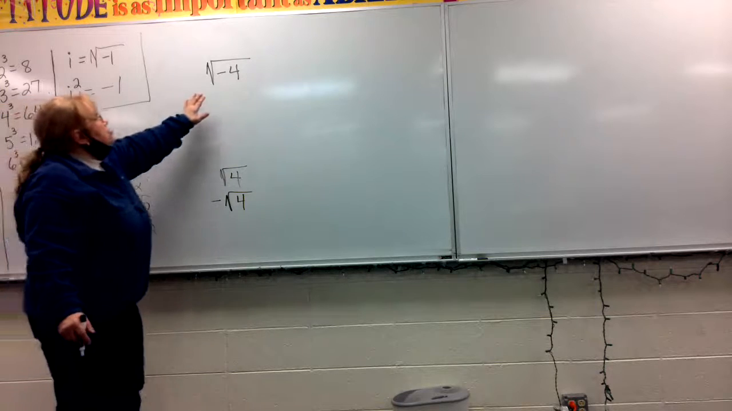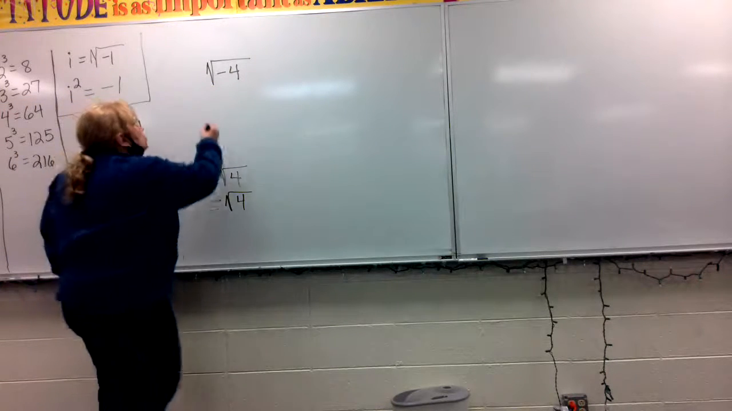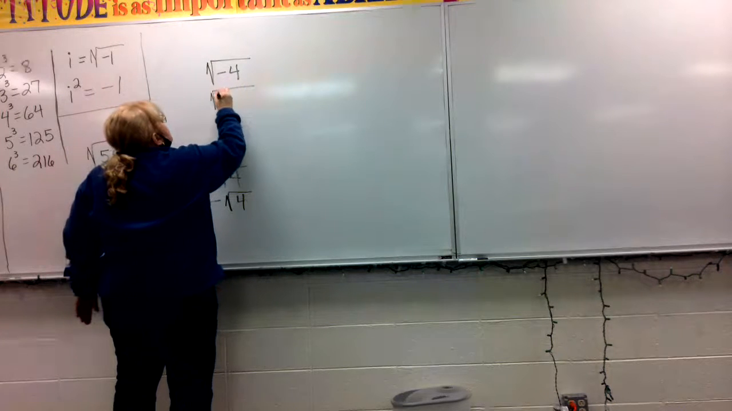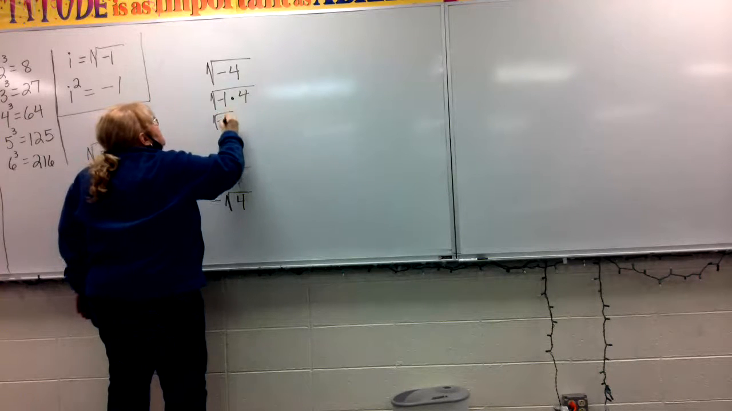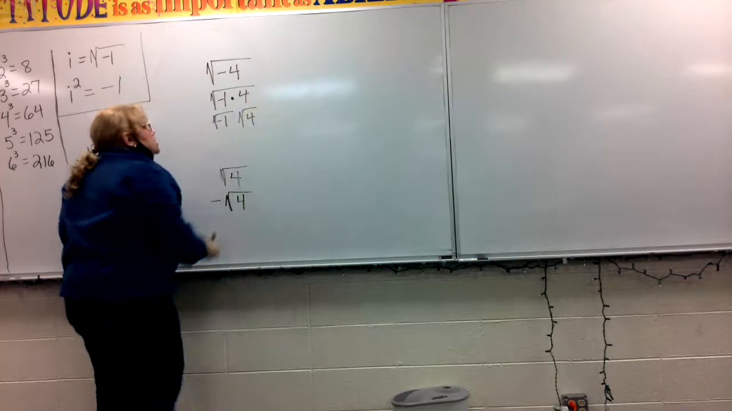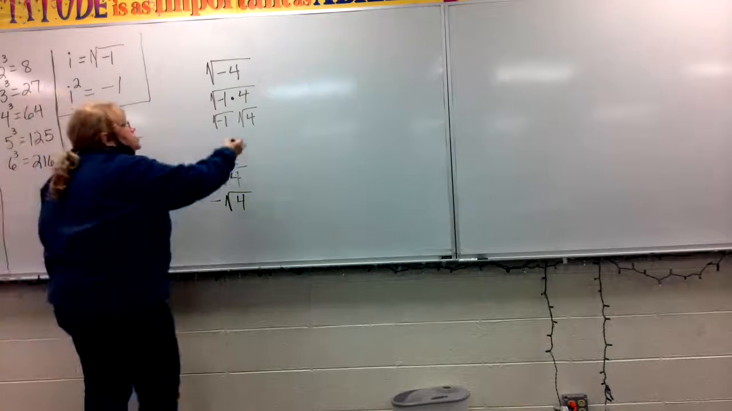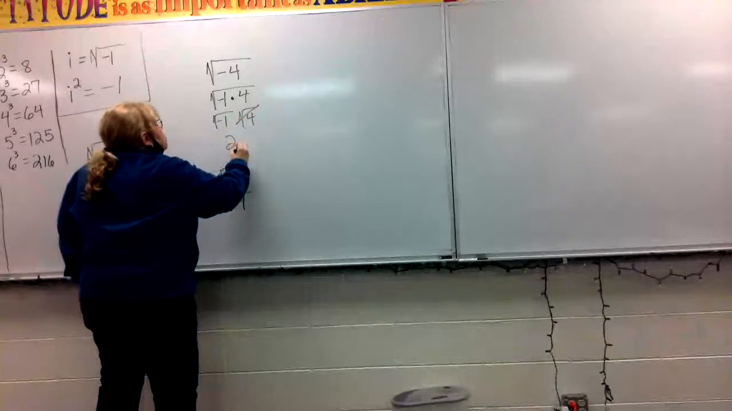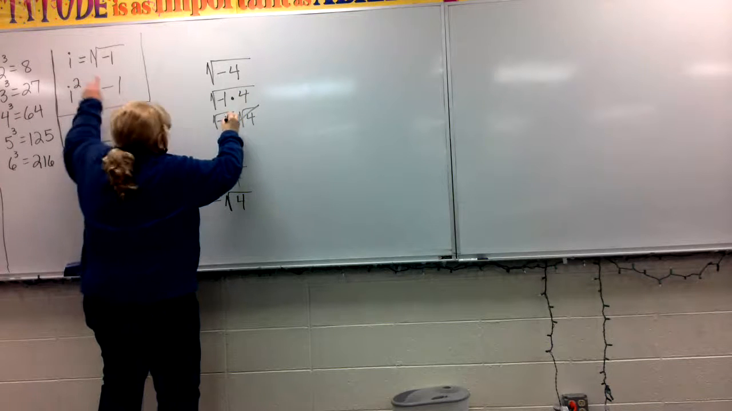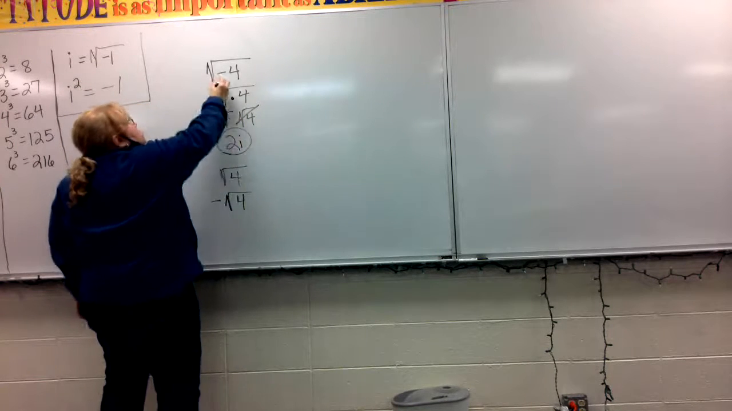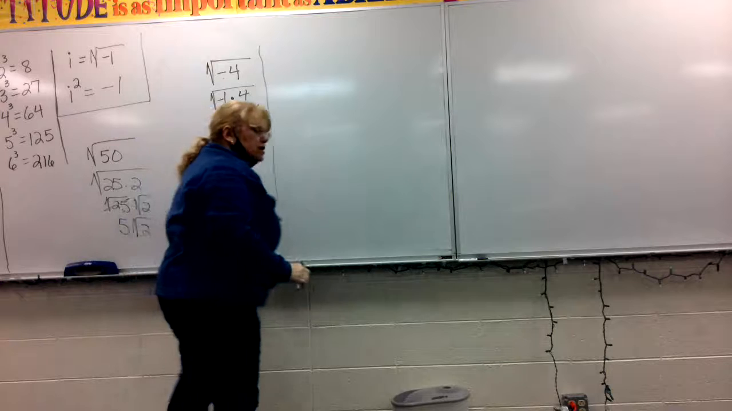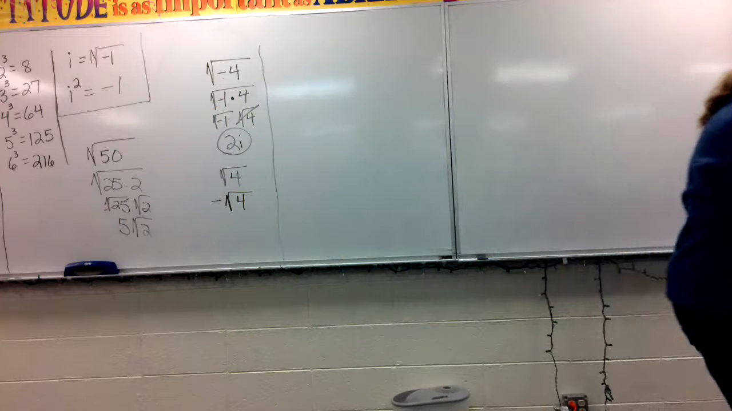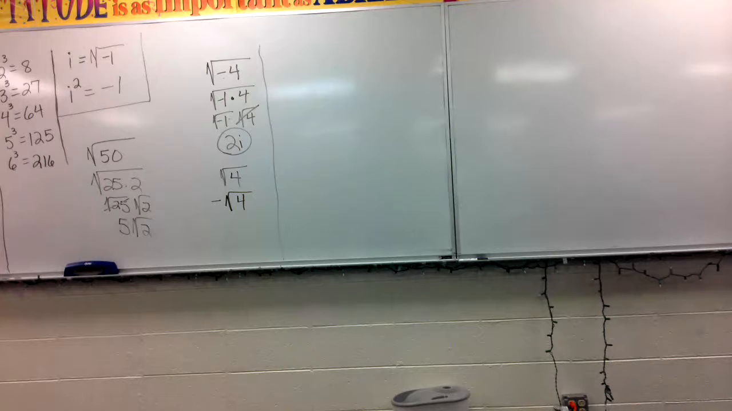Similarly, that's what we're going to do for the square root of -4. We're going to break it down into -1 and 4. Square root of -1, square root of 4. What's the square root of 4? What's the square root of -1? So now the square root of -4 is 2i. Does that make sense? At least a little bit?